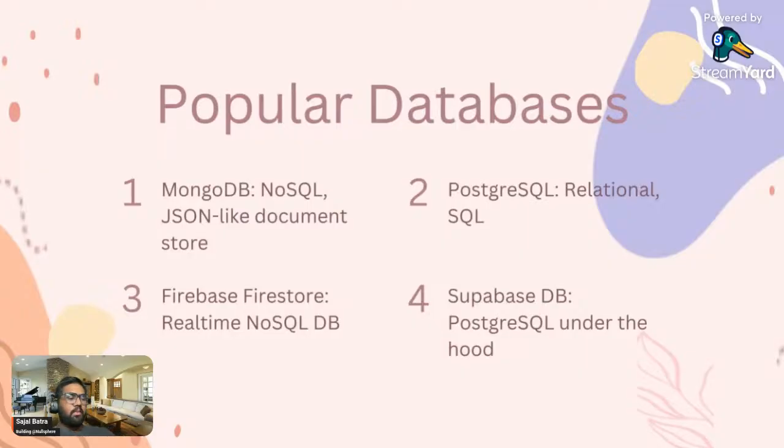And if you are storing your data in a form of rows and columns and in a proper table format, then we have Postgres in the market. And if you want to store some images and you want to send some push notifications, then we have Firebase Firestore. That is a NoSQL DB and you can store your blob data in that. And again, we have Supabase DB that is used for Postgres.